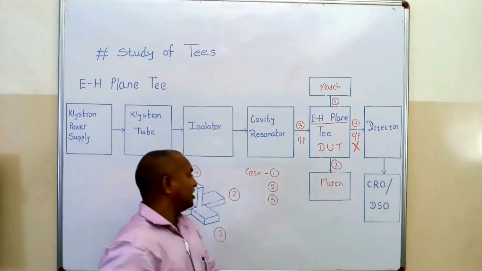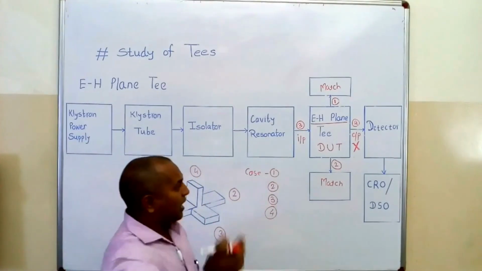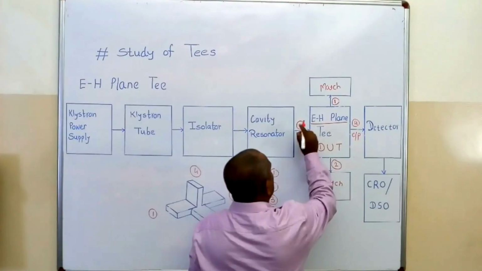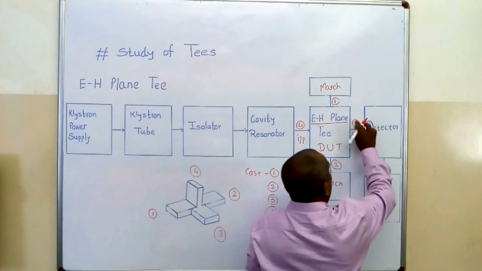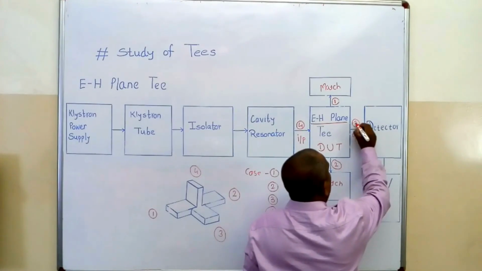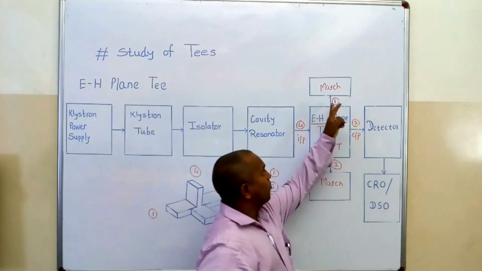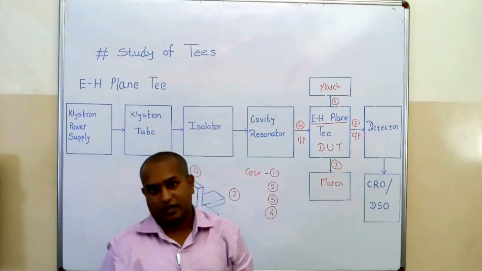The fourth magic related to your EH-plane T is to apply the input to port number 4 and measure the output across port number 3. In this case, your ports 1 and 2 are both match terminated.